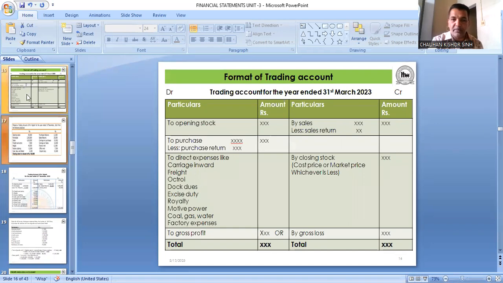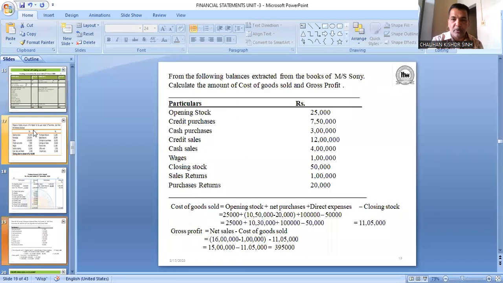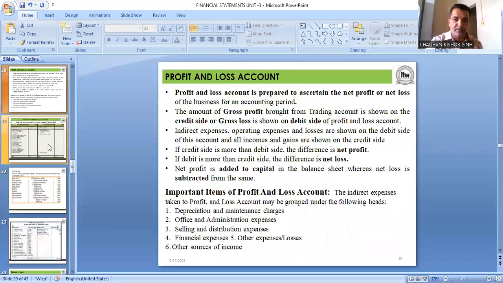Now today we will first understand the format of the profit and loss account, and thereafter we will take a few exercises on the profit and loss account. So as I told you, in the financial statement we prepare trading account, profit and loss account, and balance sheet. Preparation of the trading account we have already covered in the previous lecture. Now today we are going to begin with the profit and loss account. See, profit and loss account is prepared in order to find net profit or net loss. From the trading account, you get gross profit and gross loss.